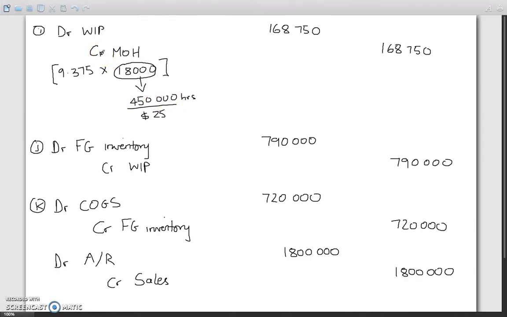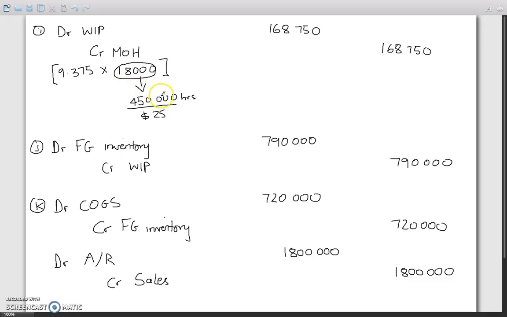So I debit my work in process, and then I credit my manufacturing overhead, because now finally I have a final figure that I can apply to my work in process and really finalize how much cost I have for my products. So I debit WIP and I credit MOH. But how did I get this 18,000? Where did I get this from?